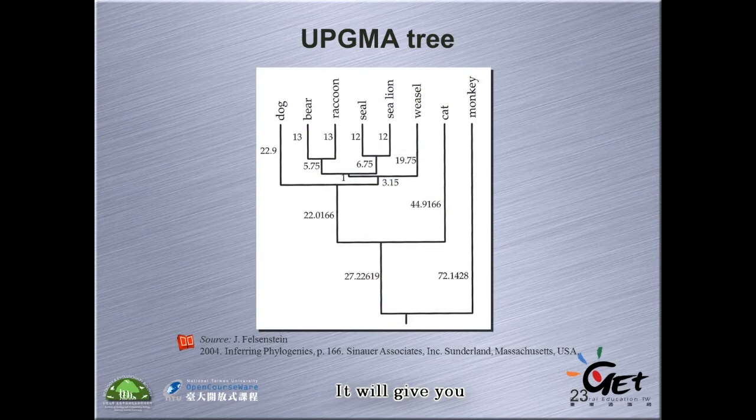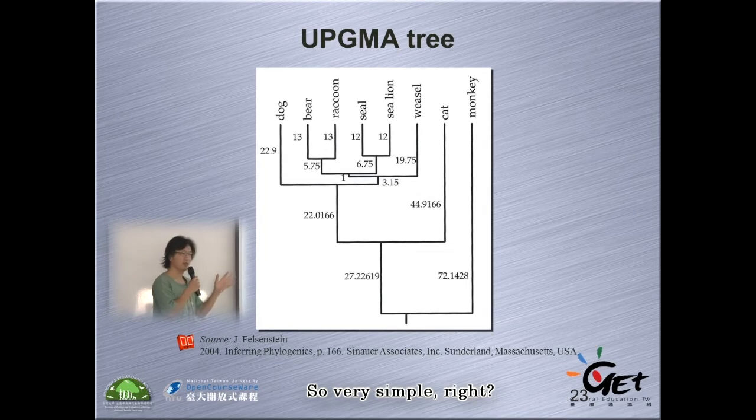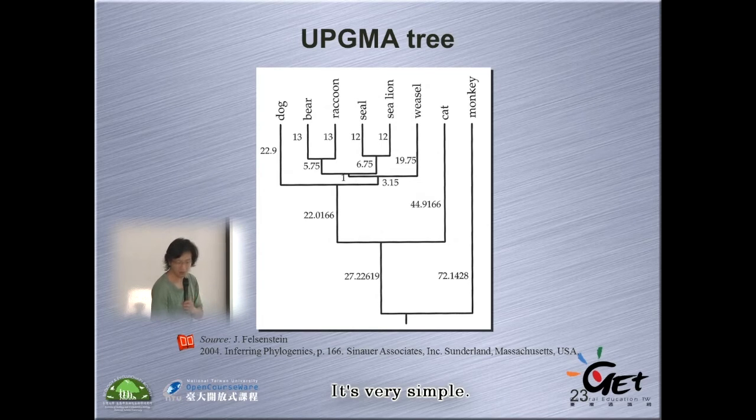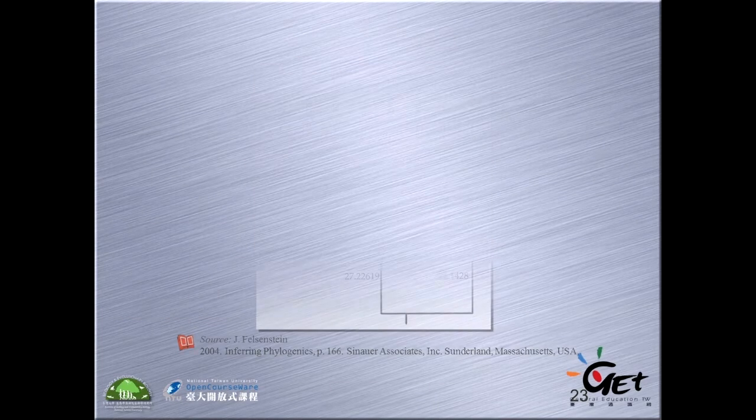And it will give you the estimations of the differences between each group of the taxa, and then you reconstruct the phylogenies. So very simple, right? I hope you understand what I was talking about. It's very simple in this way.